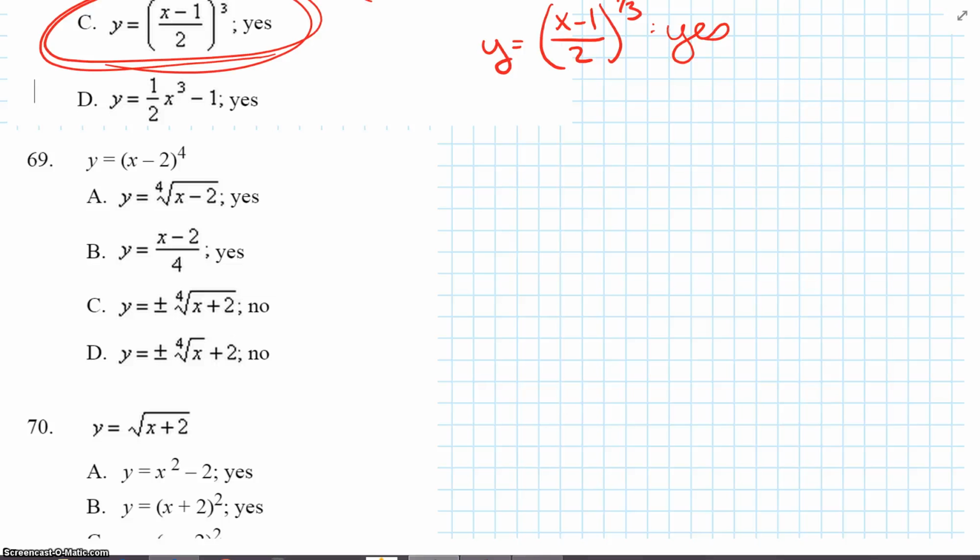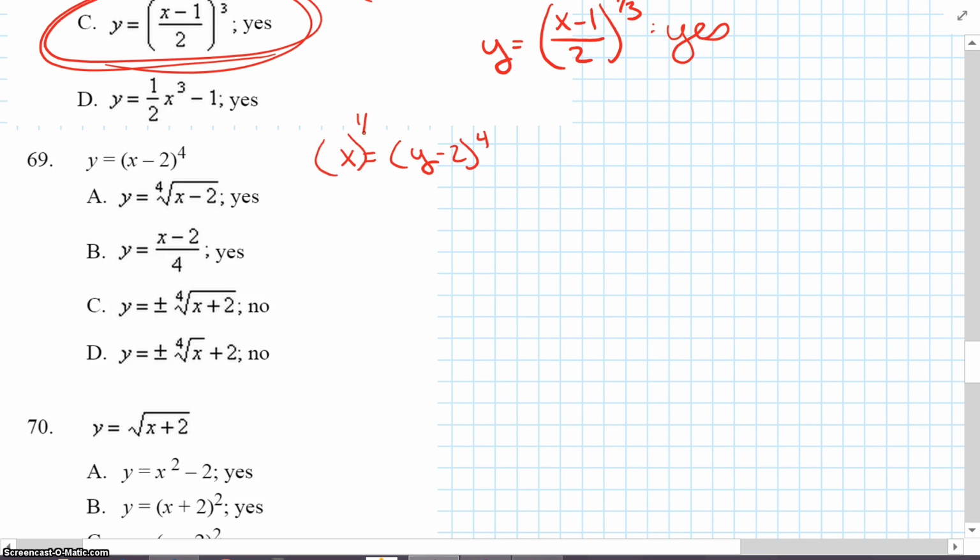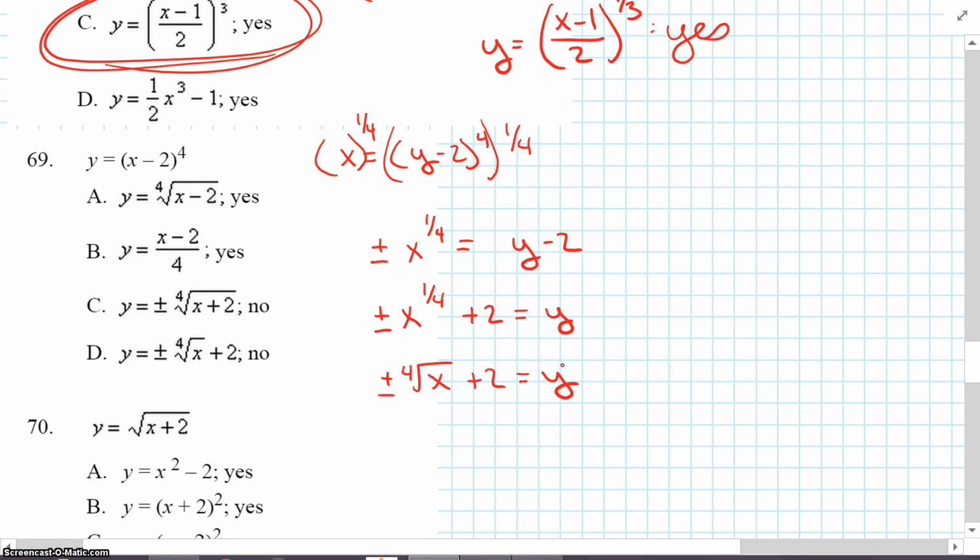All right, 69. Y equals x minus 2 to the 4th power. Step 1, flip the x and y. So x equals y minus 2 to the 4th power. Take everything to the 1/4. If you remember the rule, when you raise to an even index, you have to add plus or minus. So I'm going to have plus or minus x to the 1/4 equals y minus 2. So plus or minus x to the 1/4 plus 2 equals y. They wrote it differently: plus or minus the 4th root of x plus 2 equals y. Since I have plus or minus, it is a no on the function. So the answer, my friends, looks like D.